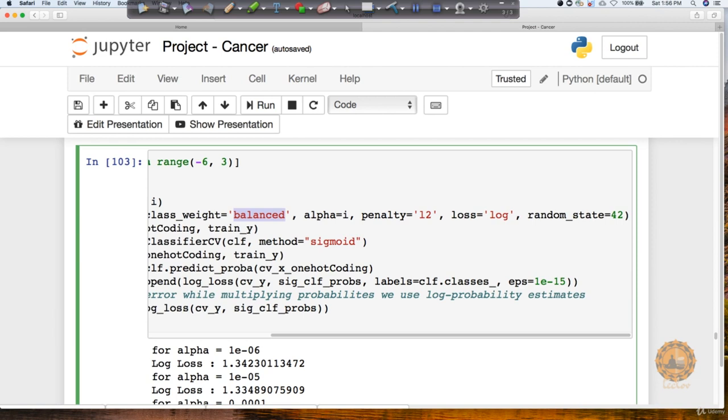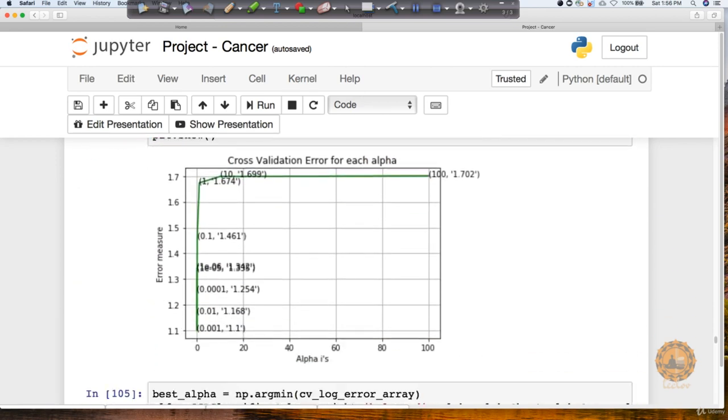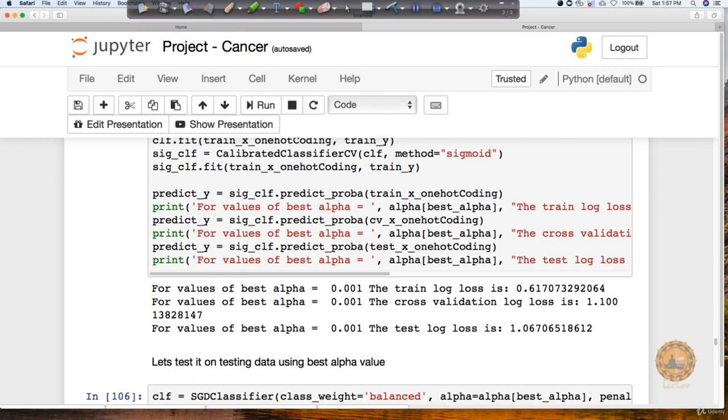Second thing is, you can see that I have put the loss as log. When you say loss as log, it means that we are talking about logistic loss, so it's a logistic regression. But if I would have just changed this loss to hinge, then it would have become an SVM classifier. That's the only difference between them. And you can see that in the calibrated classifier, I'm always using sigmoid and it's all working, right? So that's a small change which I also want you to focus on.